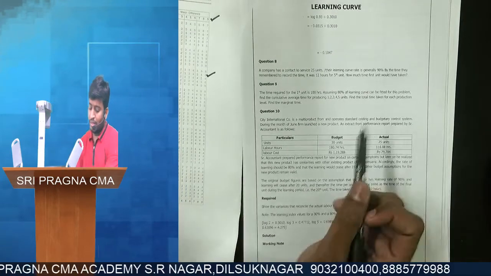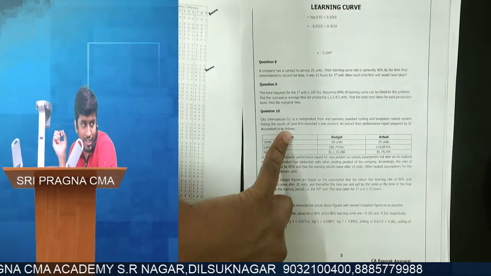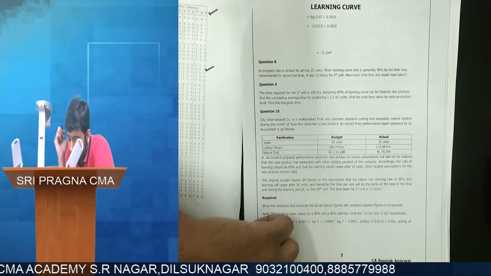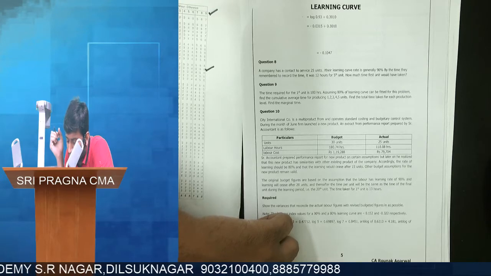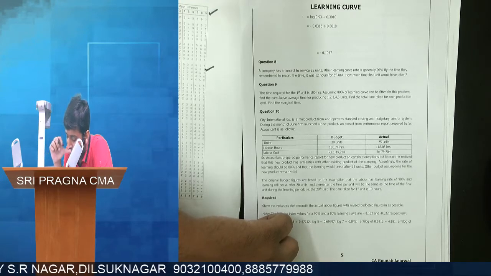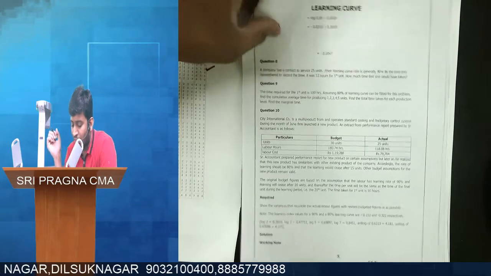The time required for the first unit is given. Assuming an 80% learning curve can be fitted, find the cumulative average time for producing 1, 2, 3, 4, 5 units, find the total time taken for each production level, find the marginal time.